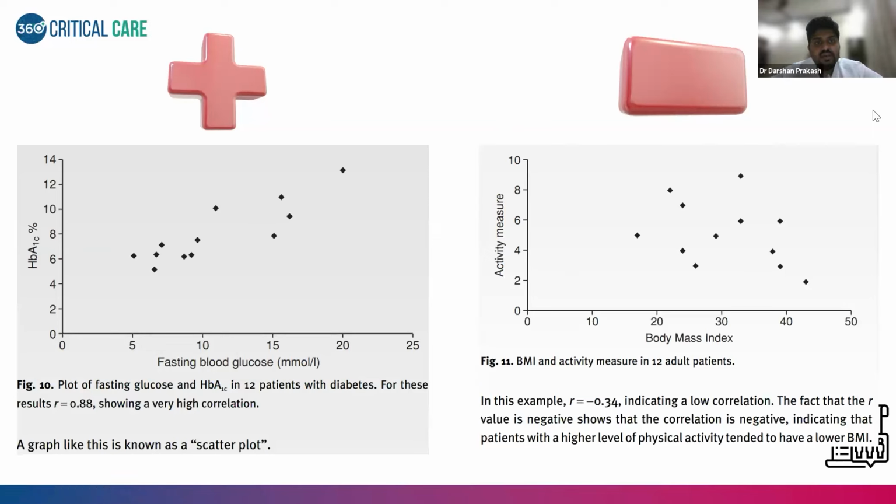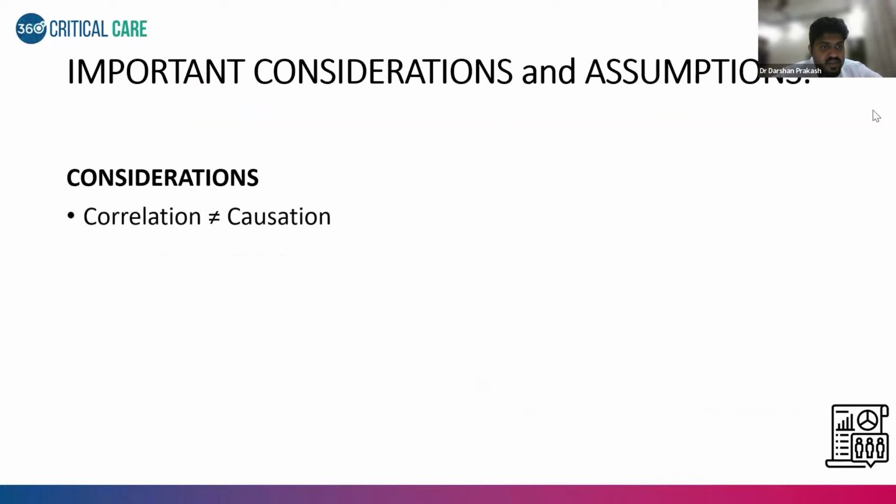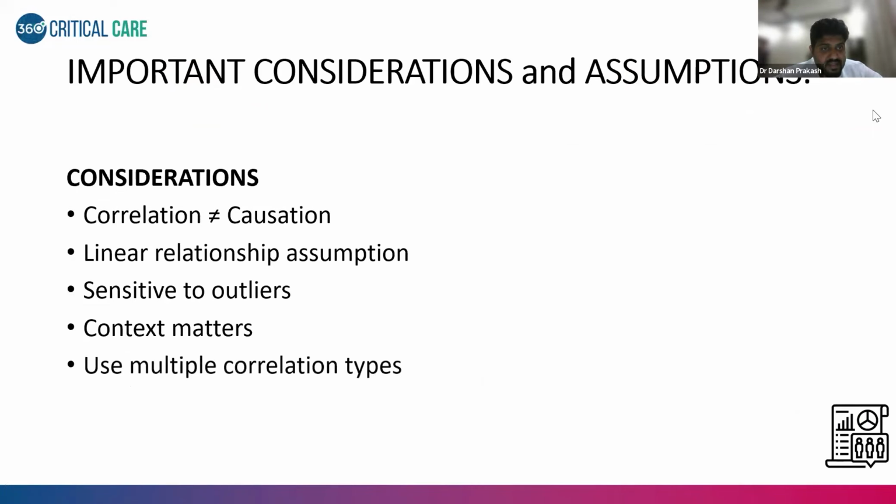Okay. So, what are the important considerations and assumptions? Considerations are, always remember, correlation is not equal to causation. It's always a linear relationship. Okay. It is sensitive to outliers depending on the type of test that we use. Always remember, context and what we are using those variables matters. Use of multiple correlation types is something that is necessary.